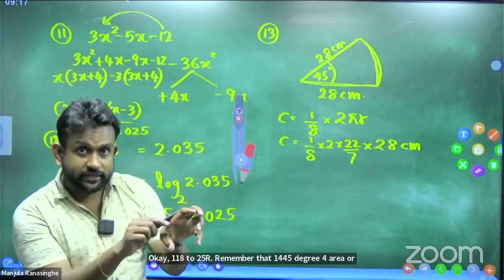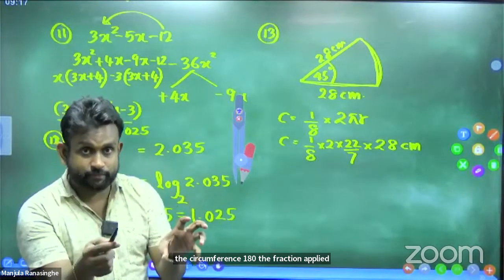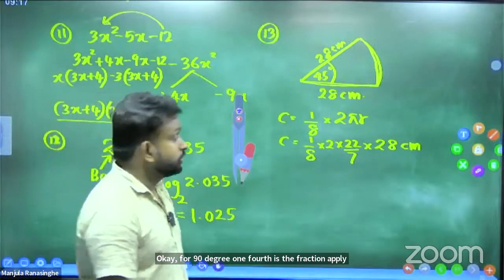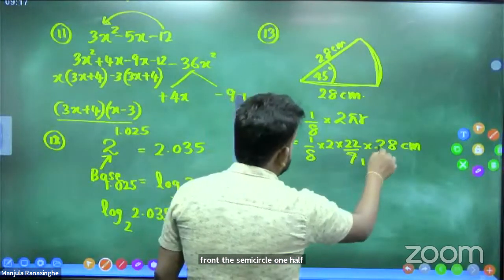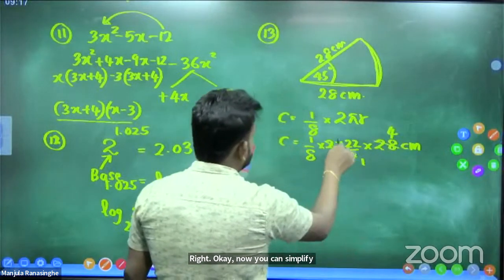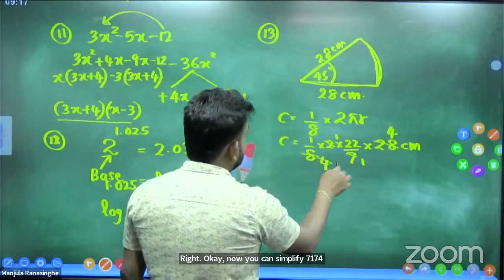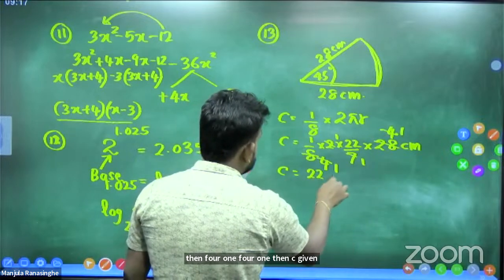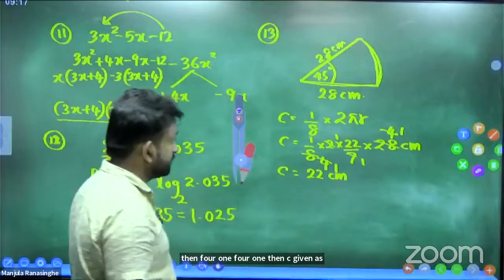Remember that for 45 degrees, for area or circumference, 1/8 is the fraction applied. For 90 degrees, 1/4 is the fraction applied, and for the semicircle, 1/2. Now you can simplify: 7, 1, 7, 4; 2, 1, 2, 4; then 4, 1, 4, 1. Then the arc length is 22 centimeter.